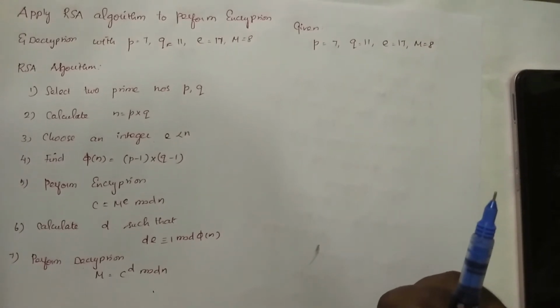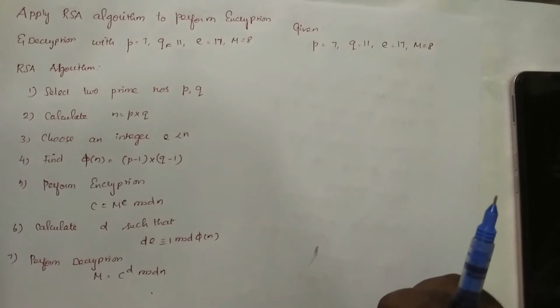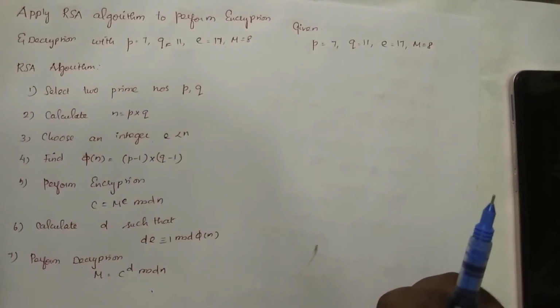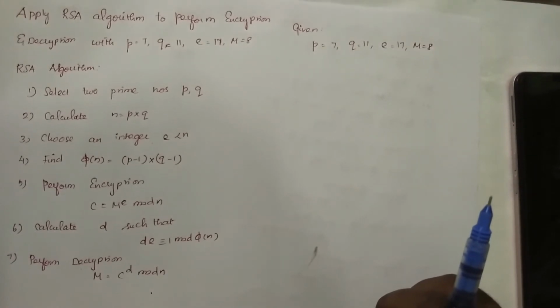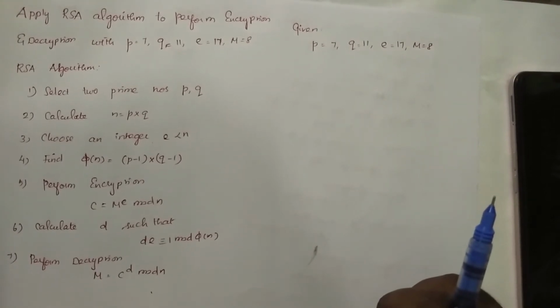The steps to be followed for performing the RSA algorithm are: first, select two prime numbers P and Q, and calculate the value n, which is P into Q. Then choose an integer E which is less than n, and calculate phi of n, which is P minus 1 multiplied by Q minus 1.